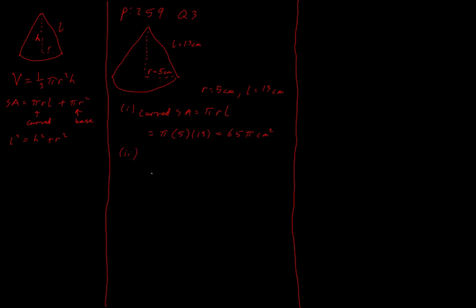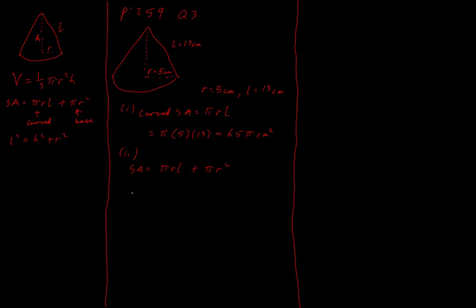In part 2, we're asked for the total surface area. So this is our formula here. We're going to have the curved part, our ice cream cone part, and then we're going to have the area of the base of the cone. So for our total surface area, it's going to be our curved part plus the base, and I've written down that R is 5 and L is 13, and I want my answer in terms of pi.